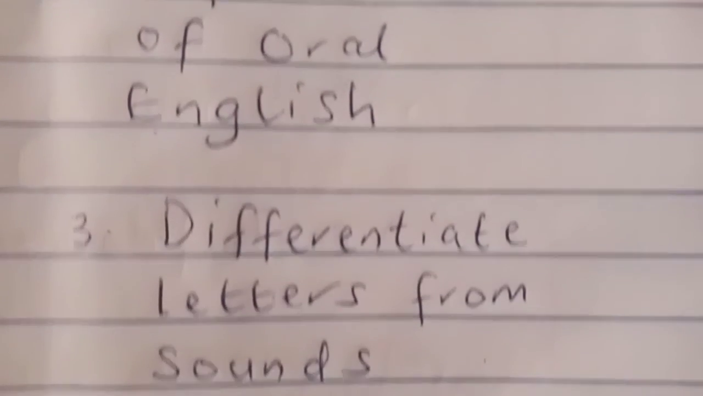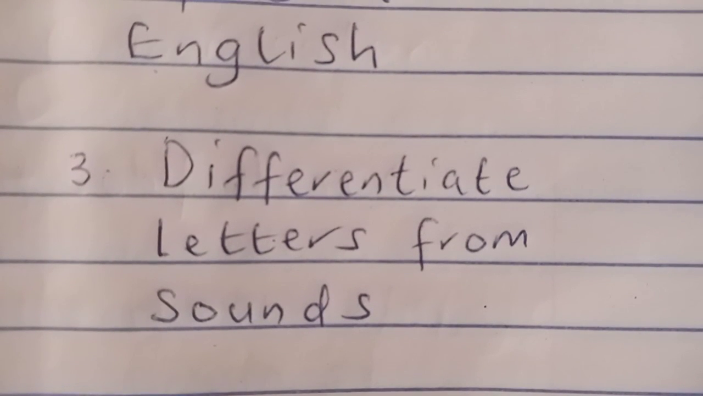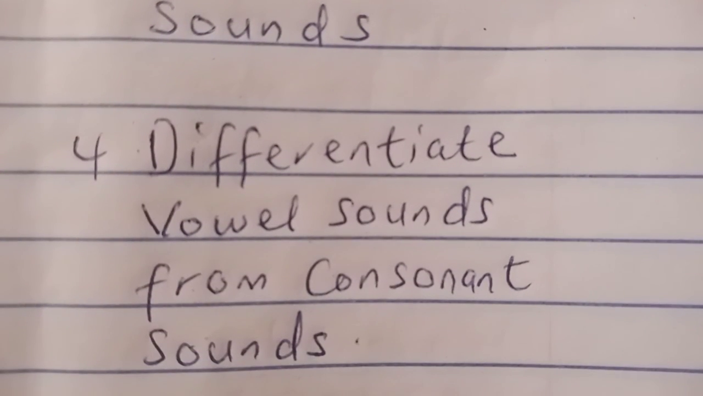And we also differentiated letters from sounds. We said letters are used for spellings, while sounds are used for pronunciation. And we also looked at the difference between vowel sounds and consonant sounds. Vowel sounds are produced without obstruction of the air. Consonant sounds are produced with obstruction of the air by any organ of speech. So I believe today's lesson was clear.